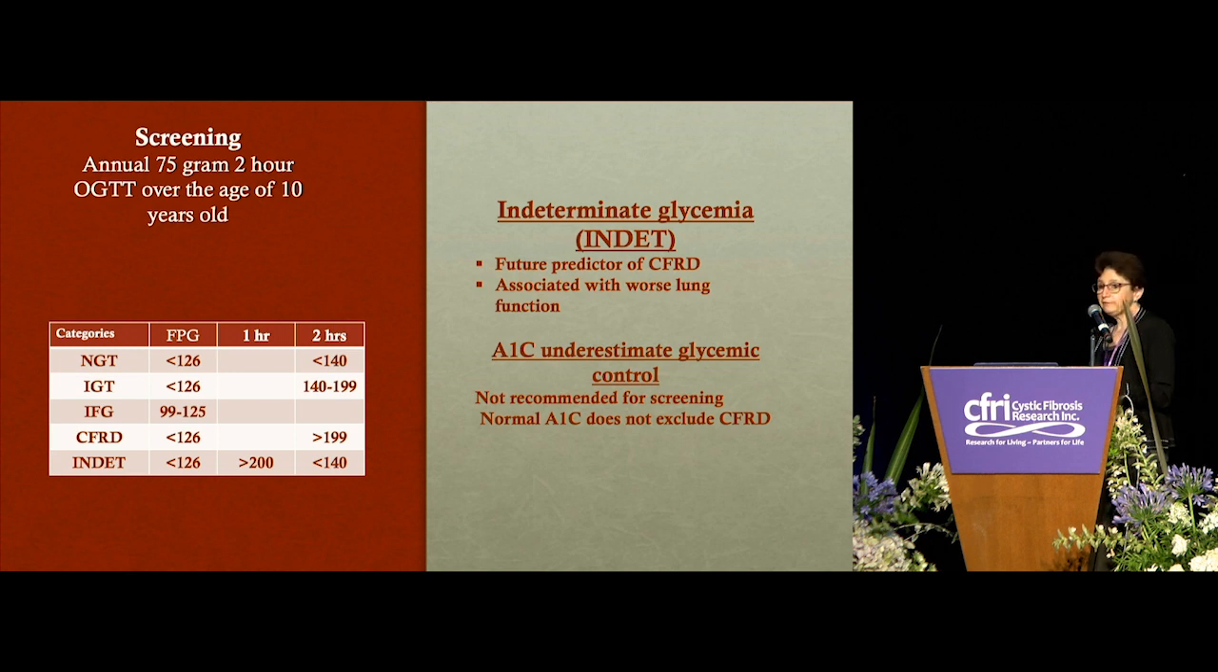As I mentioned previously, unfortunately we do not have a very good tool for the diagnosis of CF-related diabetes, because A1C underestimates glycemic control. So it is not recommended for screening, because a normal A1C does not exclude the diagnosis of CFRD. If it's high, then it is a diagnostic test. But if it's normal, it cannot be ruled out.